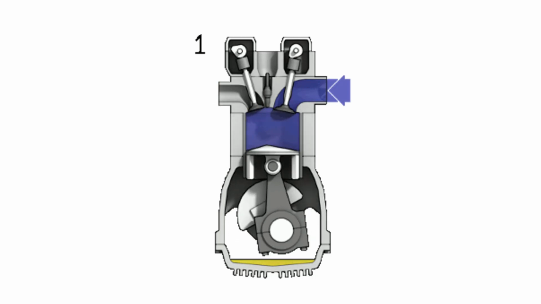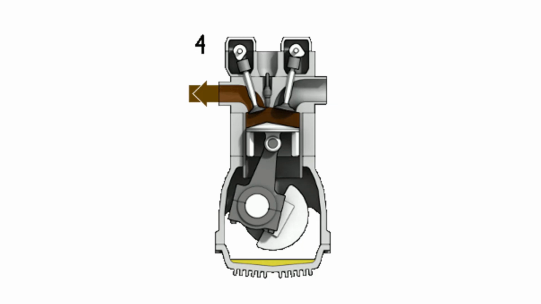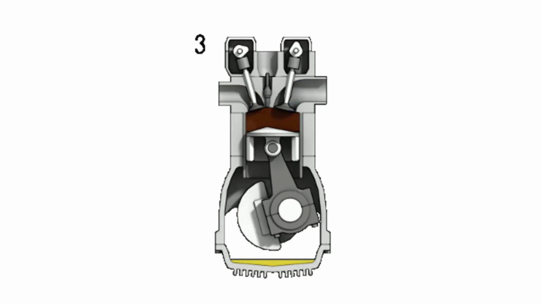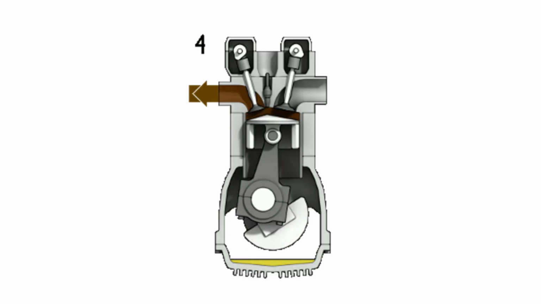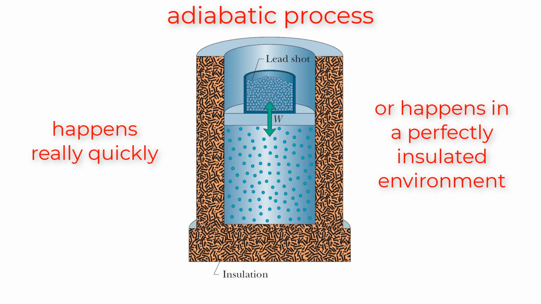Again, let me say that again. We have compression and expansion. Those two processes happen so quickly, heat does not have an opportunity to enter or escape the system. Here's the other way an adiabatic process could occur. The system could be completely insulated from the surroundings, as you see here.